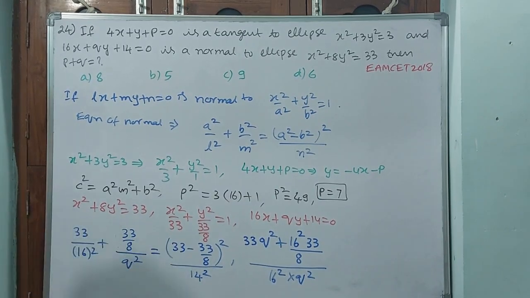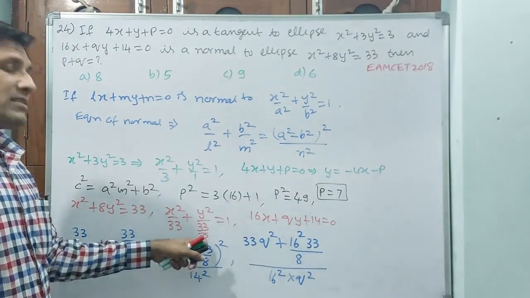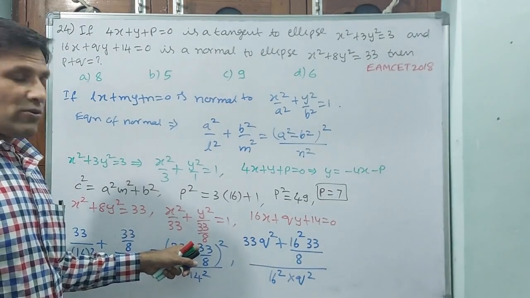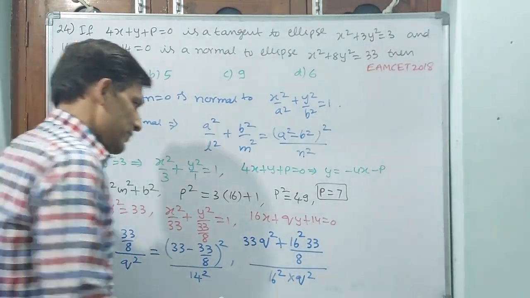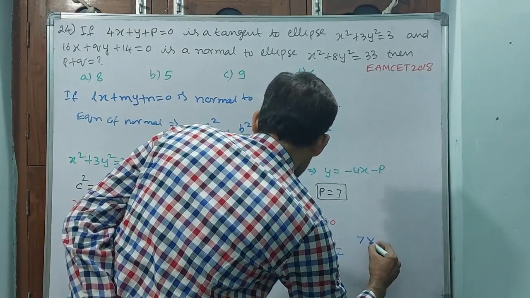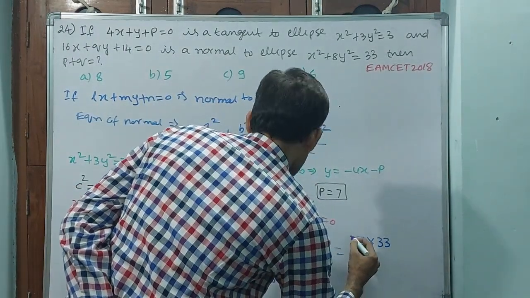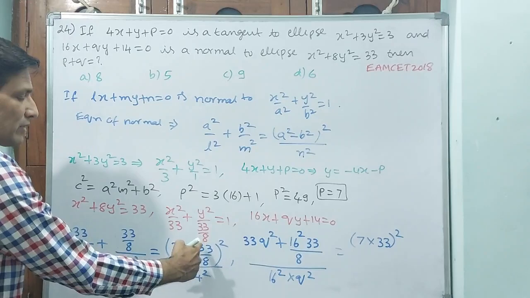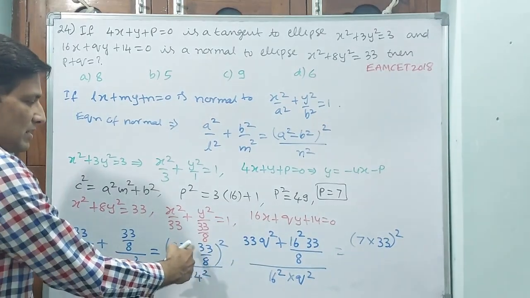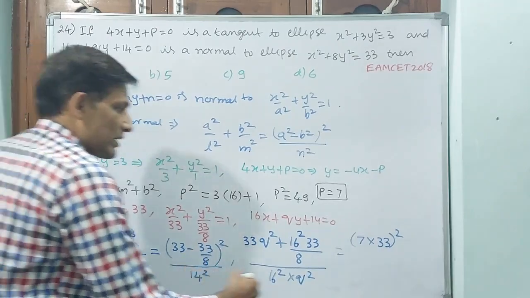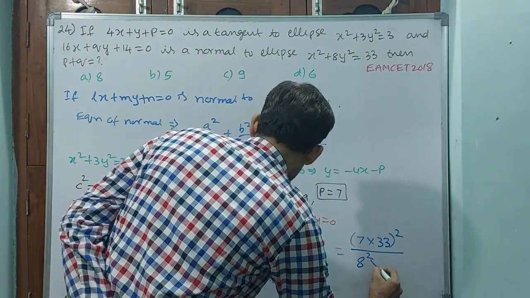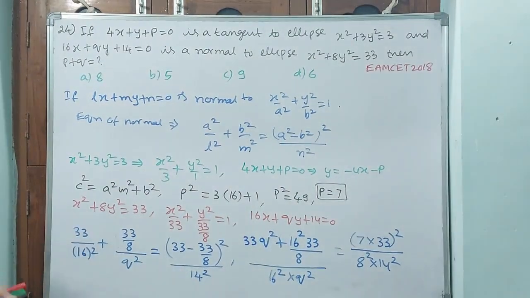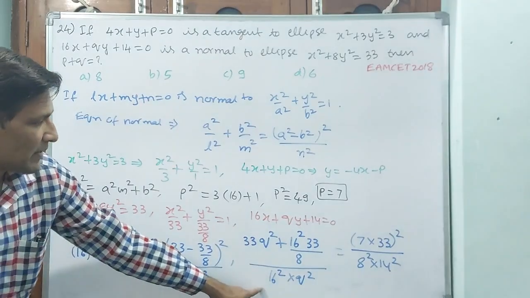This side, a little bit: 8 into 33 minus 33, that is 8 into 33 minus 1 into 33, which is 7 into 33. 7 into 33 by 8 we can write. That is equal to 7 into 33, but you see this is square: 8 into 33 minus 1 into 33 by 8, whole square, divided by 8 square. See why I have written like this: 8 square into 14 square. Because the denominator I can send here.